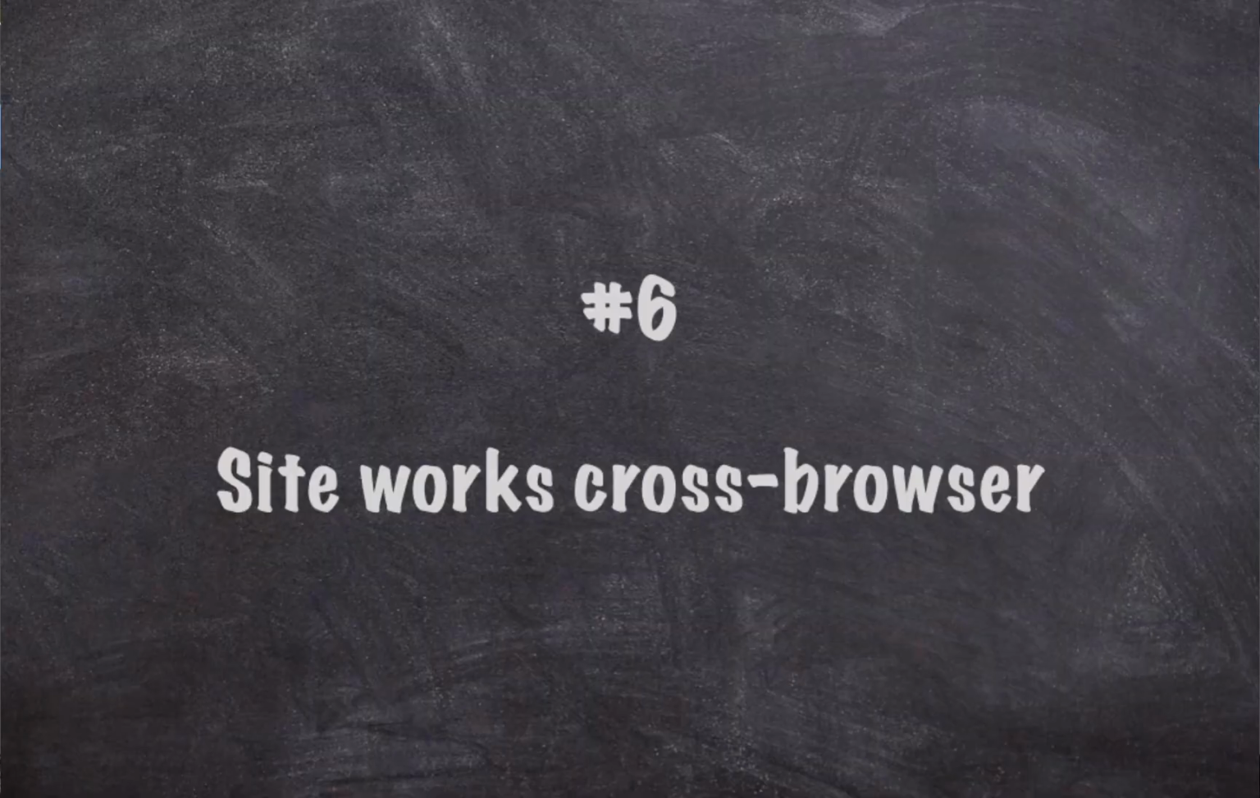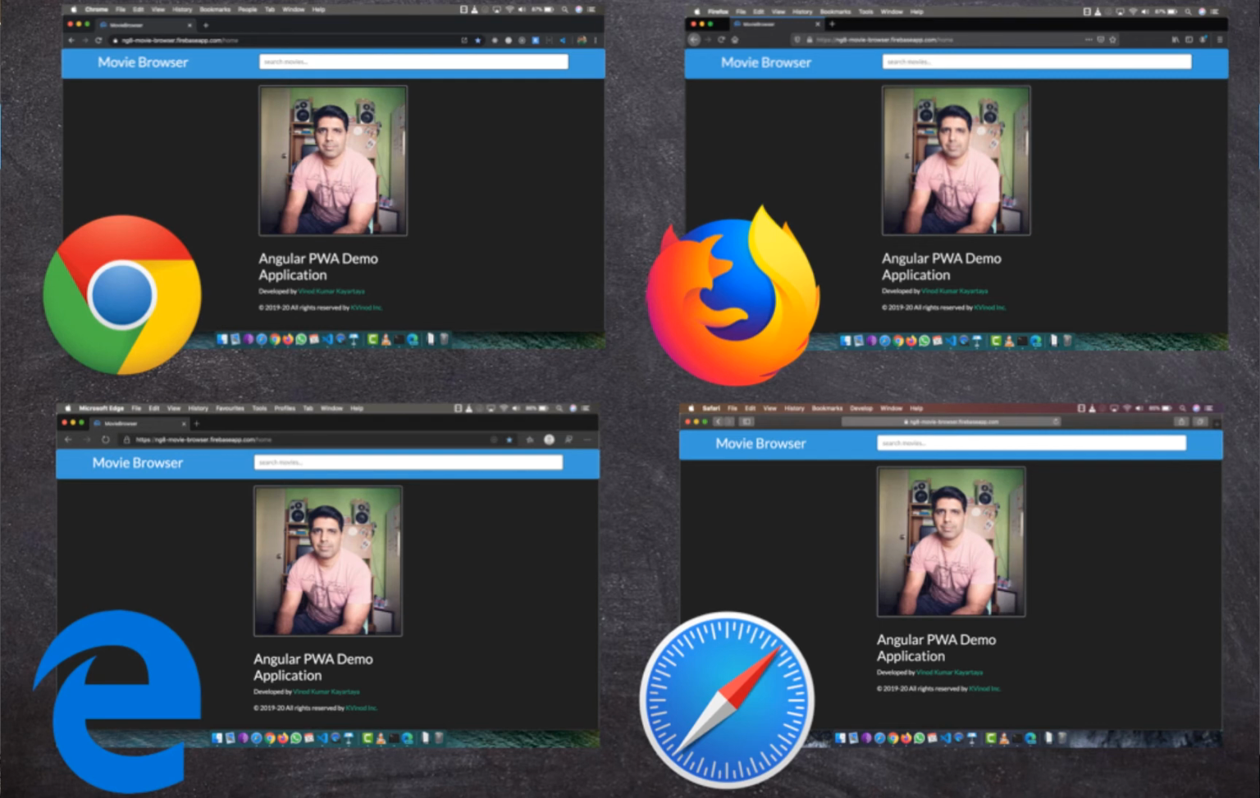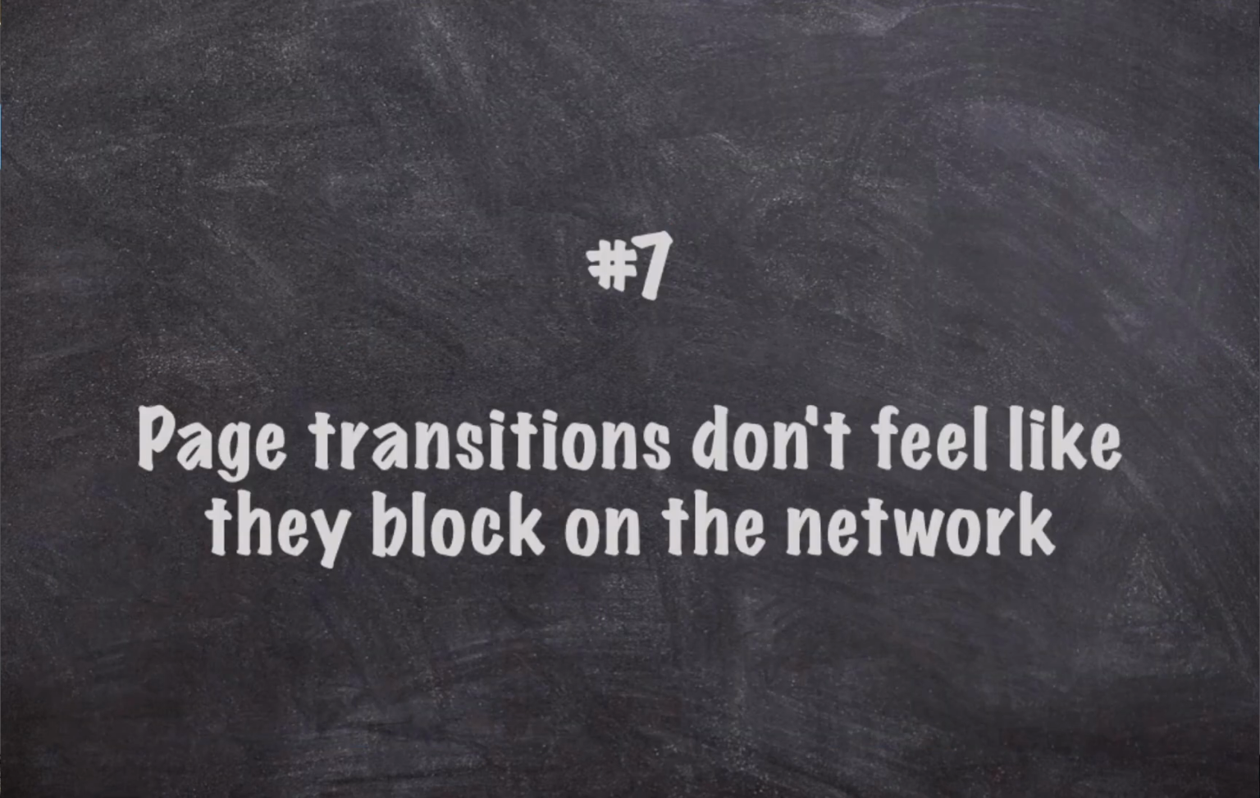Number 6, site works cross-browser, which means your application must work on different browsers in the same fashion. For example, your application should behave the same whether it is on Chrome, Microsoft Edge, Firefox, or Safari. And Angular ensures that our application runs on all these browsers seamlessly. Number 7, page transitions don't feel like they block on the internet. The transition should feel snappy as you tap around even on a slow network, a key to perceived performance.